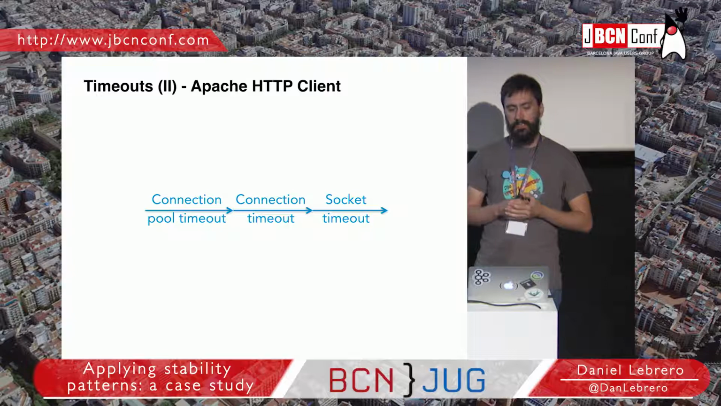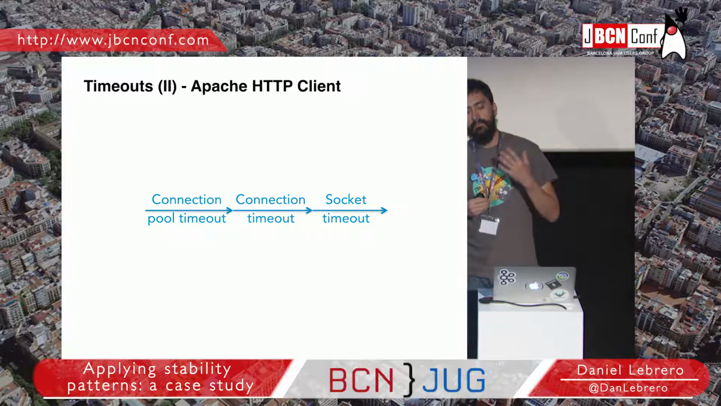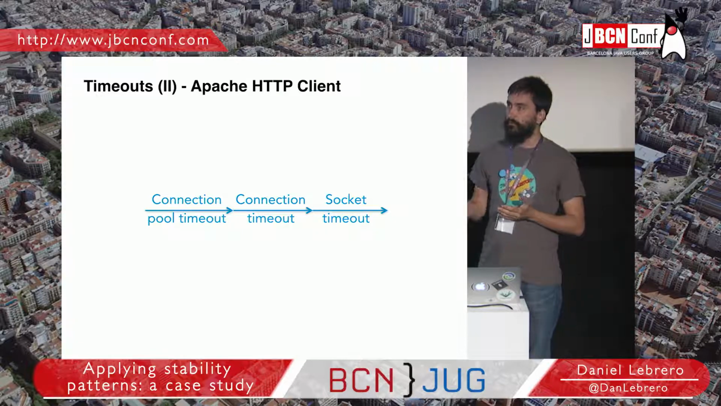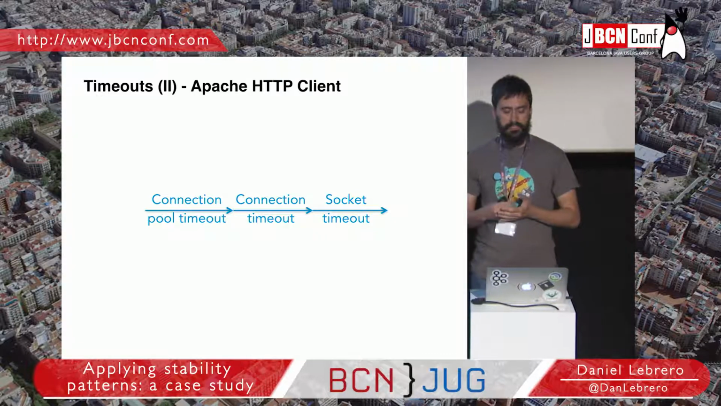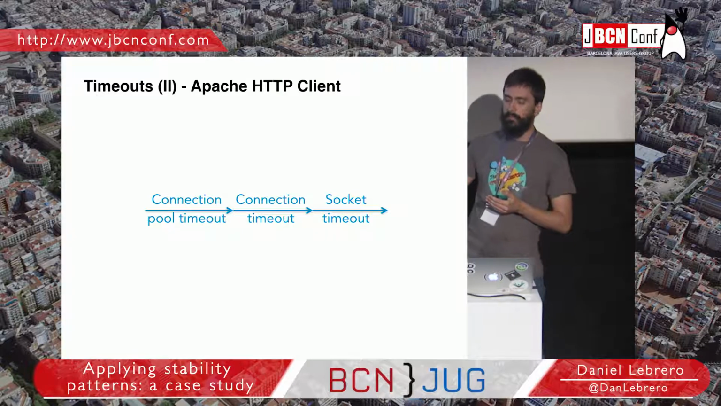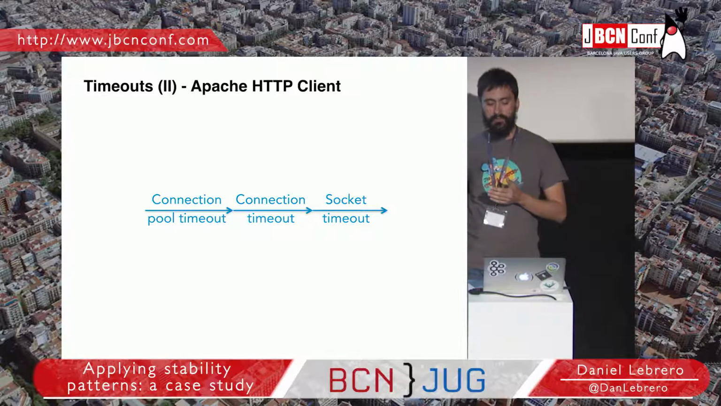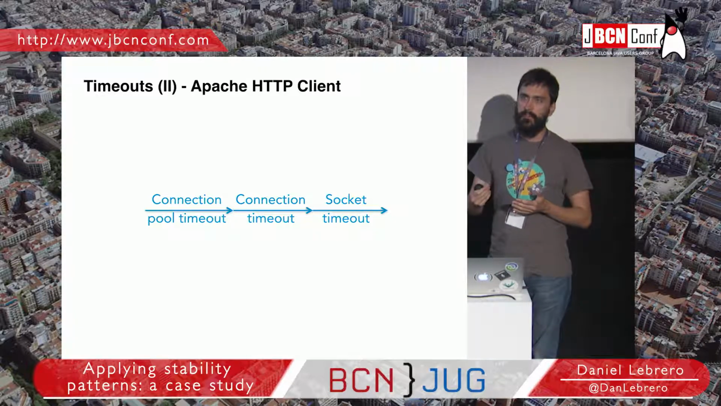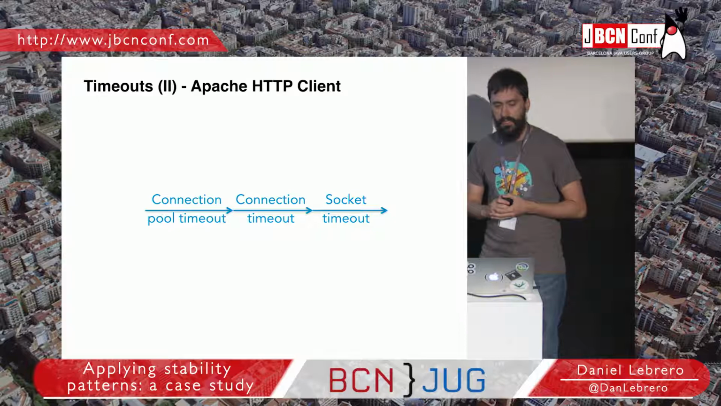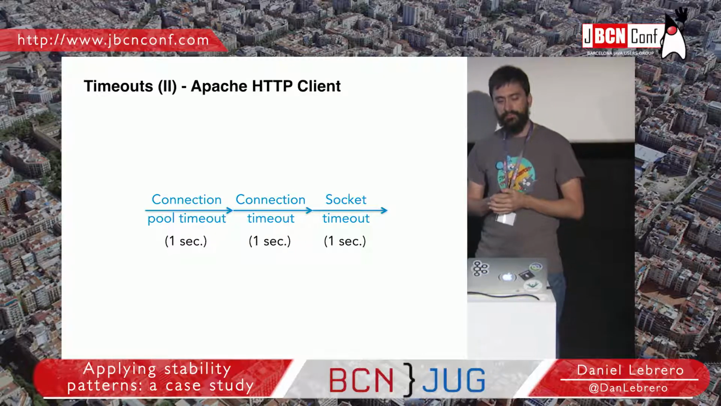The second place that we use timeouts is on the HTTP client, whenever you make an HTTP call. In our case, in most of the places, we use Apache HTTP client. You have to always configure these 3 timeouts on the HTTP client. The first one, the connection pool timeout, is how long you are willing to wait for a connection to be available. The second one, the connection timeout, is how long you want to wait for that socket to be open. And the third one, the socket timeout, is how long you are willing to wait for the server to give you back some data.